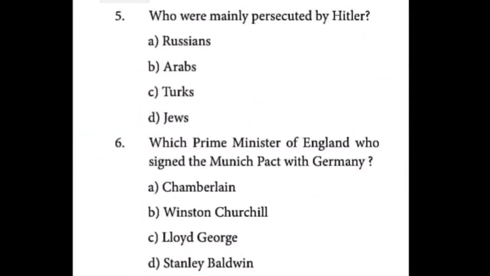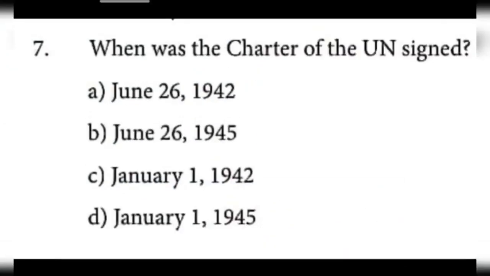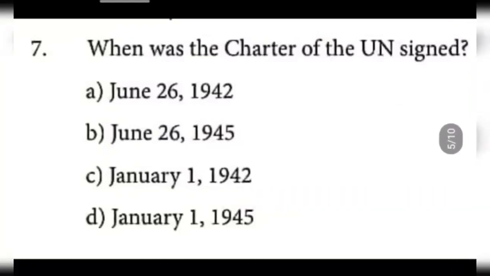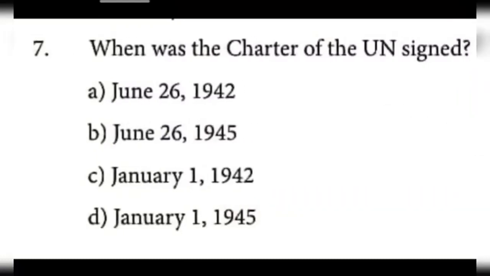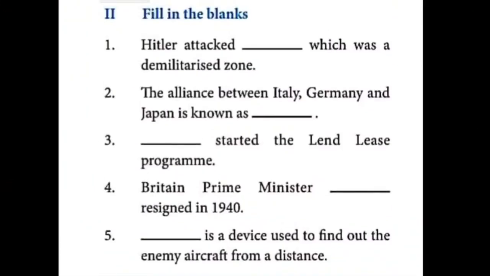The next one, fifth one, Jews. Then sixth one, Chamberlain is the answer. Then seventh one, June, B is the answer. June 26, 1945. This is the answer. Fill in the blanks. Here you have to write it, children.